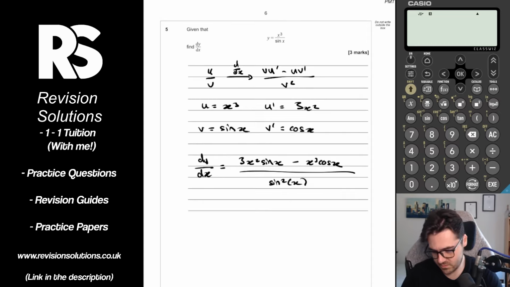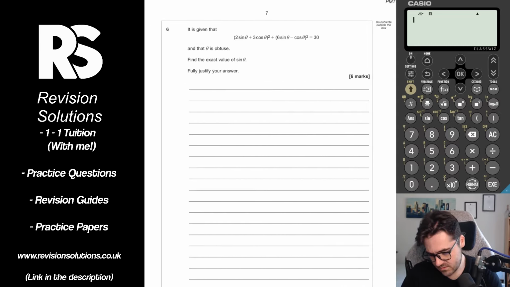Okay, so moving on to question 6, it says we've got this trig equation. We're told that theta is obtuse, hence find the exact value of sine theta. Well, to start solving, we've got no option but to expand the brackets.